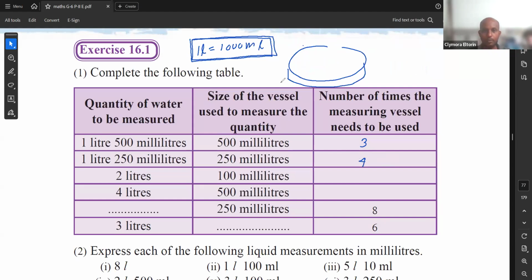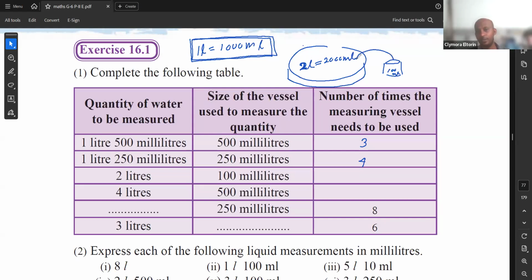Okay, for time. 2 liters. The small vessel here is 100 milliliters. Now how many? 2 liters means 2,000 milliliters.